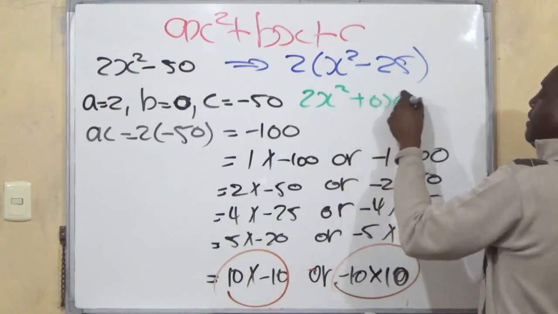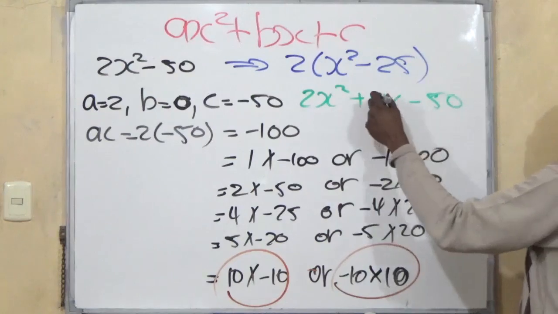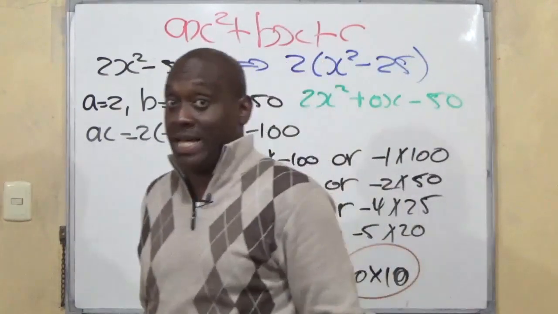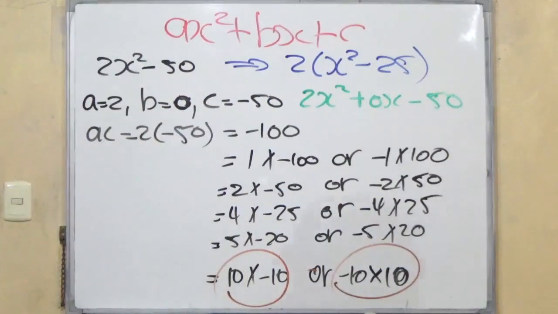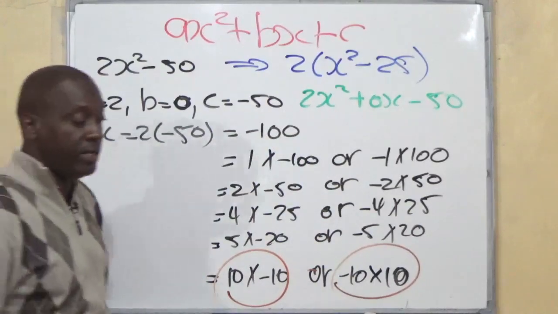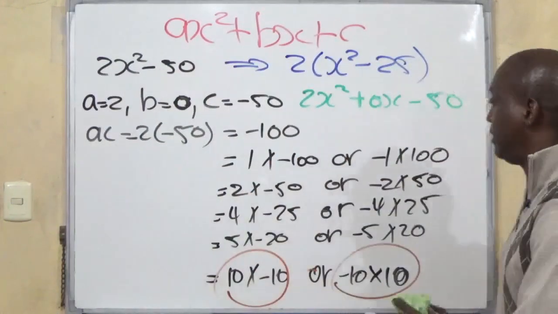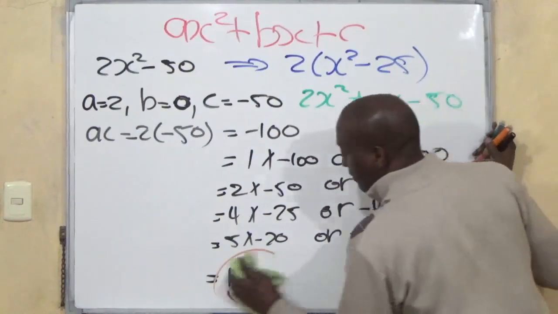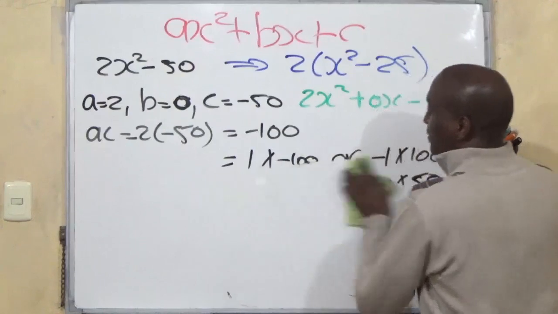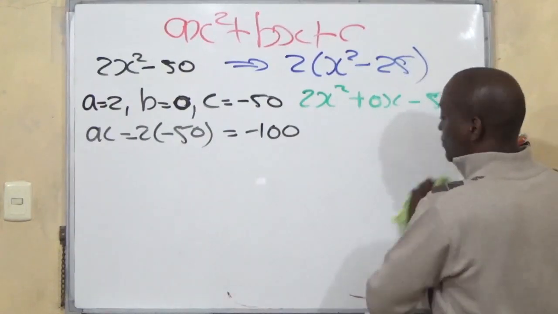So let me say plus 0x minus 50. Right? 2x squared plus 0x minus 50. That is basically what we're working with here when we say 2x squared minus 50, because your b is equal to 0. Right, so how does that enter the picture? Watch carefully. So we have our pair of factors, right? One pair of factors will be two factors, right?